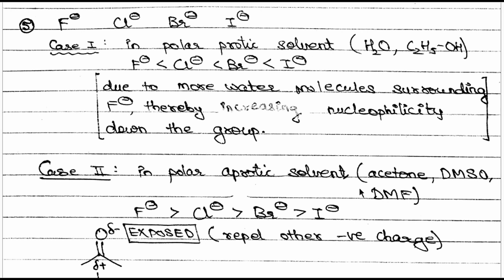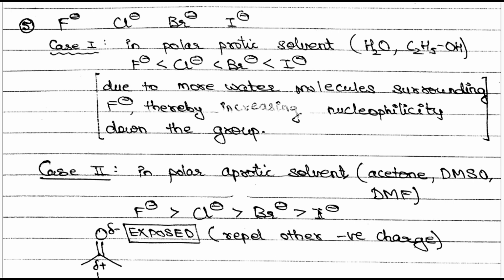Having understood this, when we talk about the strength of the halide nucleophiles in the polar protic solvent, the order is fluoride is the weakest nucleophile, followed by chloride, bromide, and iodide. Meaning, if I talk about the trend from top to bottom, the nucleophilicity goes on increasing in polar protic solvent. But in polar aprotic solvent, this nucleophile strength is reversed, meaning from top to bottom now it goes on decreasing.